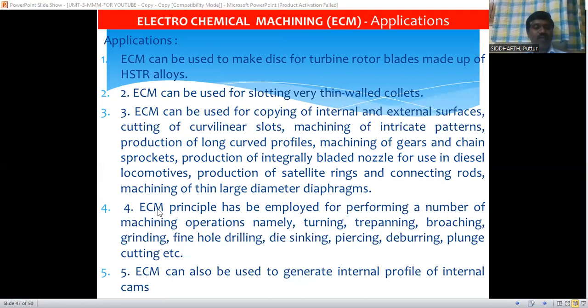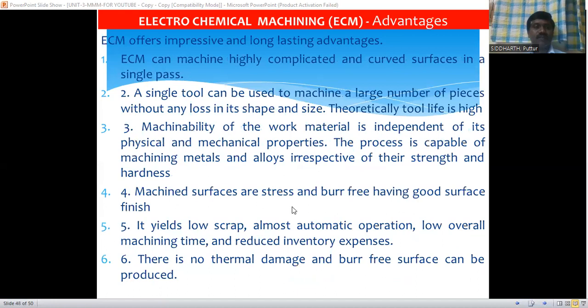Then this electrochemical machining principle has been employed for performing a number of machining operations, namely turning operation, trepanning operation, broaching operation, grinding operation, fine hole drilling operation, die sinking operation, piercing operation, deburring operation, and plunge cutting operations. For all this purpose, we can use this principle. And this electrochemical machining can also be used to generate internal profile of internal cams.